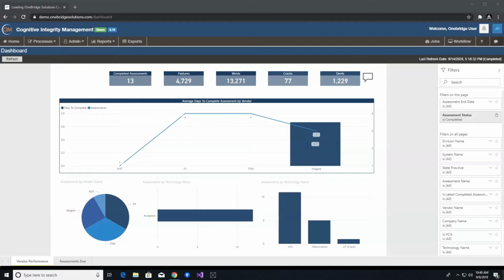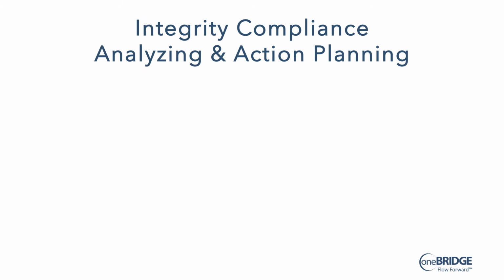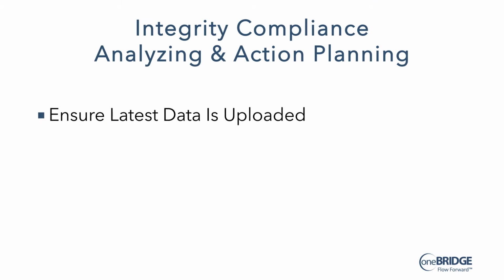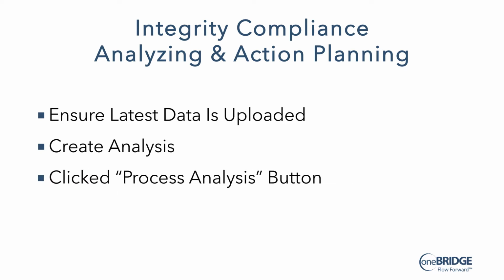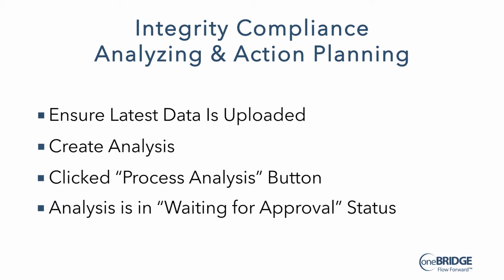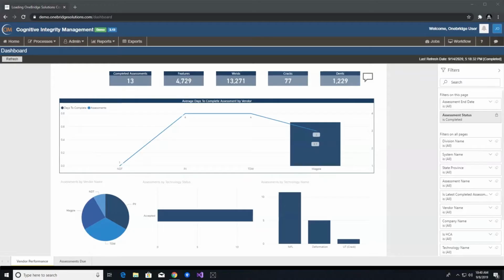Before we get into the solution, in order to get the most value from this step, you must ensure the following. 1. Ensure your latest data is uploaded. 2. You have created the analysis that was covered in the previous video. 3. You have clicked the Process Analysis button in the solution and received notification that it is completed successfully. 4. Once you see that your analysis is in Waiting for Approval Submission status, you are ready to begin these next steps. Okay, now we are ready to jump into the solution.